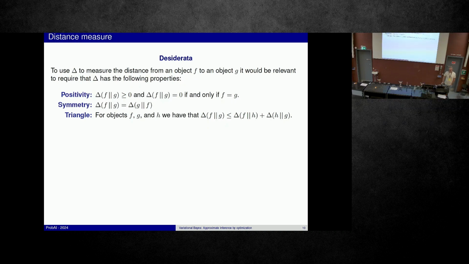The first one is positivity. The distance between f and g is always non-negative, and it's only 0 if the two elements f and g are the same. Then people talk about symmetry as important, saying that the distance from f to g should be the same as the distance from g to f, which makes sense. And then finally, the triangle inequality, saying that the distance from f to g can never be shortened by having to go through h on your path from f to g. So these are the typical requirements for metrics.